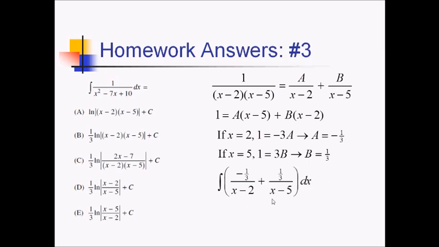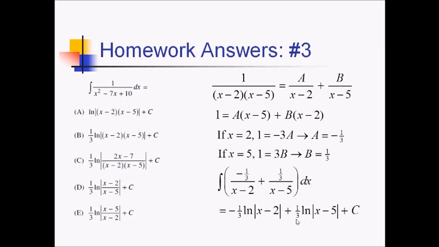Now to take some antiderivatives. So for this first one, this is going to be negative 1/3 ln absolute value of x minus 2 plus 1/3 ln absolute value of x minus 5 plus c. And is that any of the answer choices? Doesn't look like it. It looks like they actually simplified their answer choices with log rules.